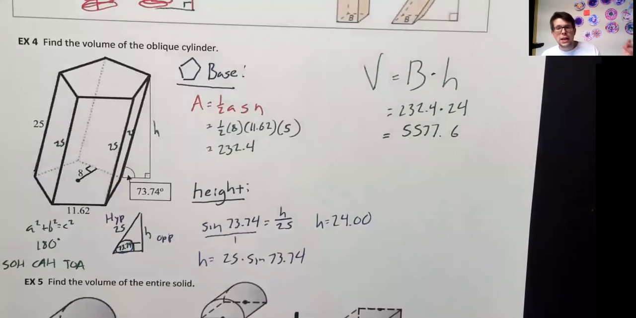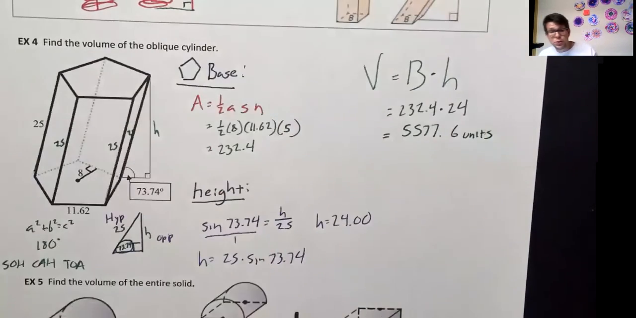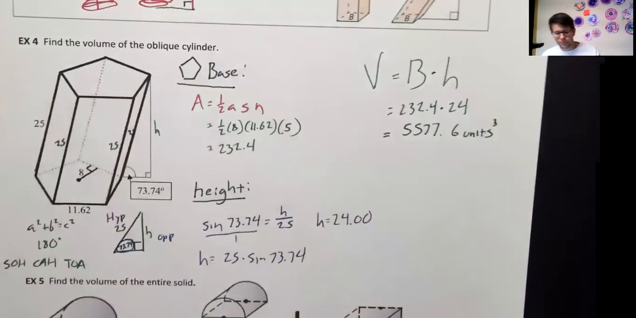Now, there isn't a unit on this problem, and sometimes I do that on purpose so that you don't have to worry about it. If you really feel strongly about using units, then you could just use the word units. And if you do that, then you're definitely going to need to make sure that you put a cube on this, because this is a volume.